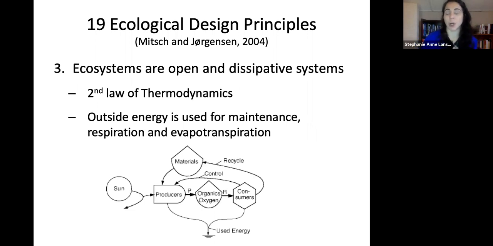Number 3 is that ecosystems are open and dissipative systems. So again, this is back to the second law of thermodynamics. And again, outside energy might be used for maintenance coming into the system to drive respiration, evapotranspiration. So again, these systems are not closed. We're always having CO2 come out, oxygen come in, rain come in and out. We have all of these different systems that are affecting it. Ecosystems aren't a bubble, basically. And then with the second law, some of this energy comes out with respiration. They're dissipative. We can't use all the energy. Some of the energy is used.